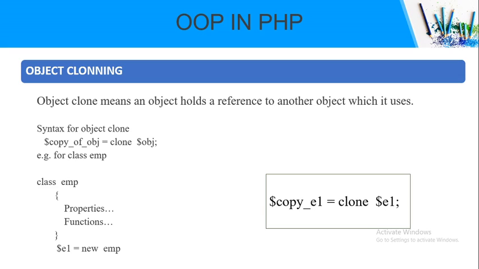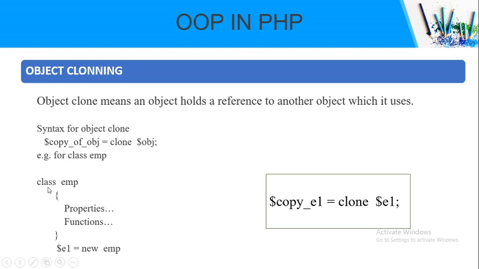Then the syntax for object cloning. First, you can consider any variable, $copy_of_object, meaning this is the name of any variable, then equal to clone. Here you use the clone keyword for cloning the object, and $object means the object you created earlier. For example, consider the class emp.